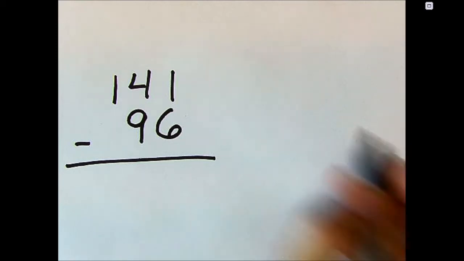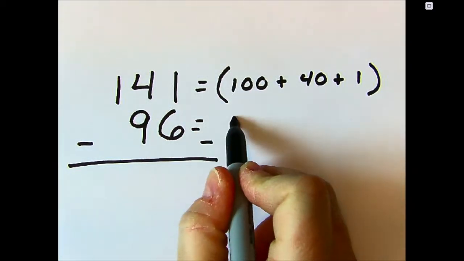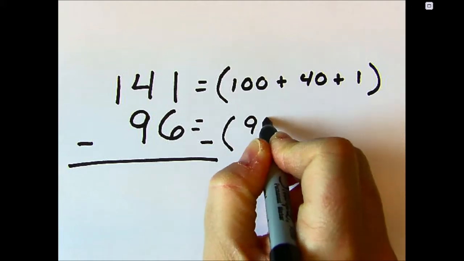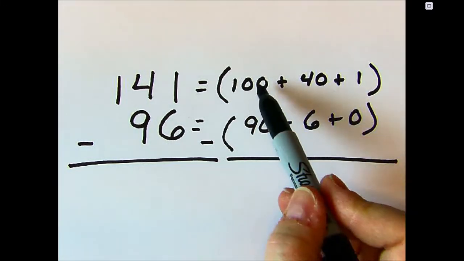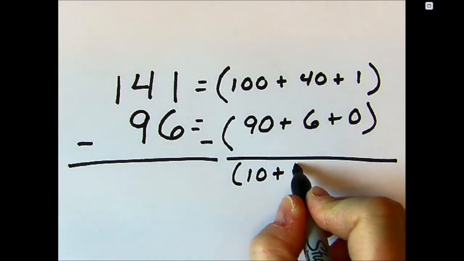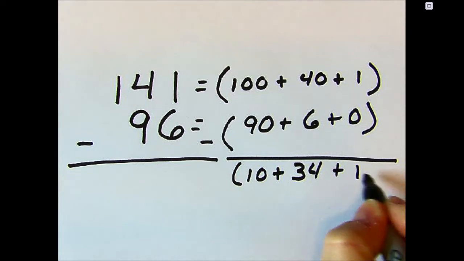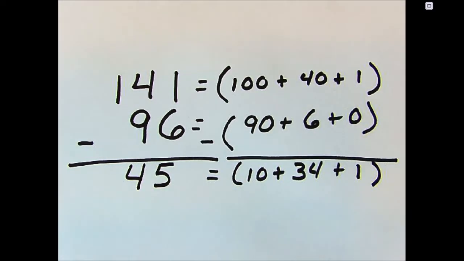For this one I decided to use the expanded form, so 100 plus 40 plus 1, and then 90 plus 6 plus 0. I then decided to subtract from left to right, so 100 subtract 90 is 10, 40 subtract 6 is 34, and 1 subtract 0 is 1, for a difference of 45.